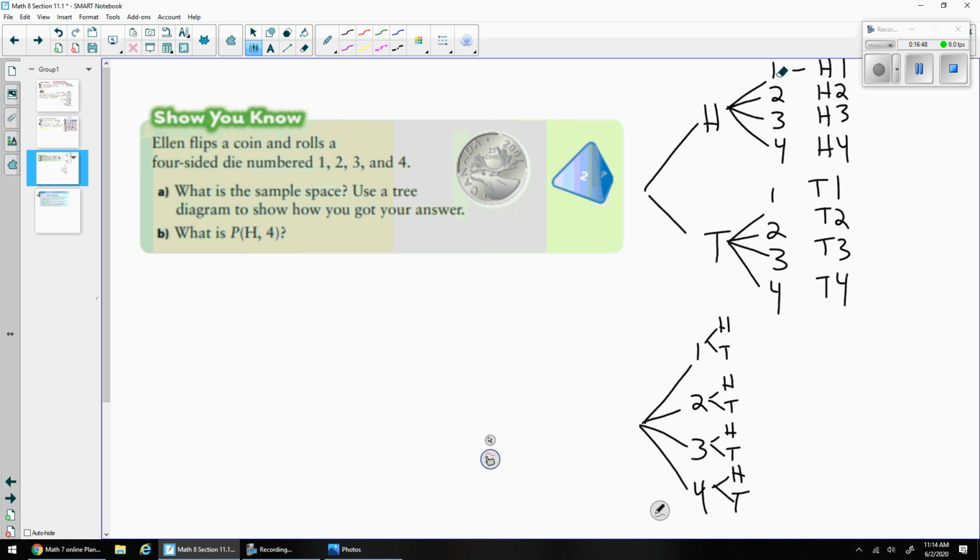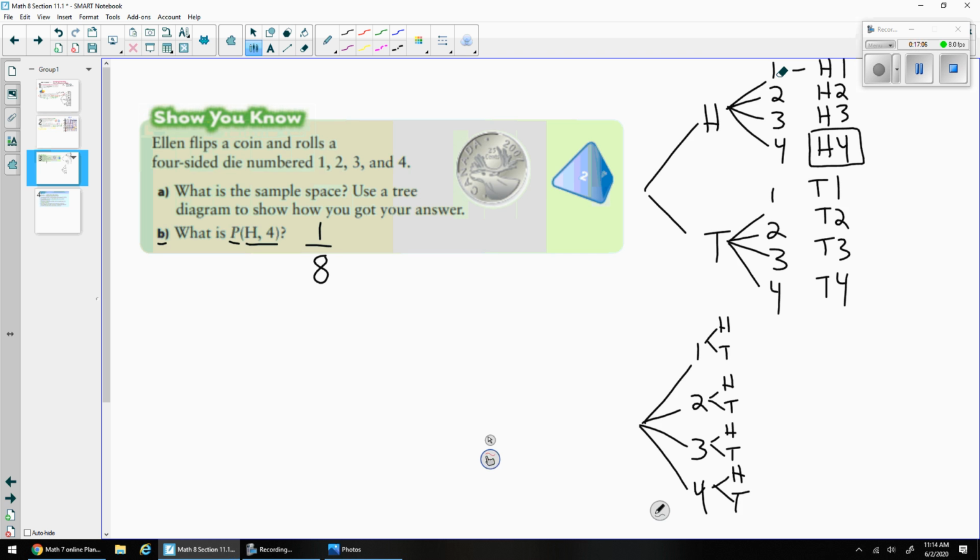Now what is B? What is the probability of getting heads, 4? So a heads and a 4. Well, there's only one of those out of the 8 possible outcomes. So the probability is 1 out of 8.